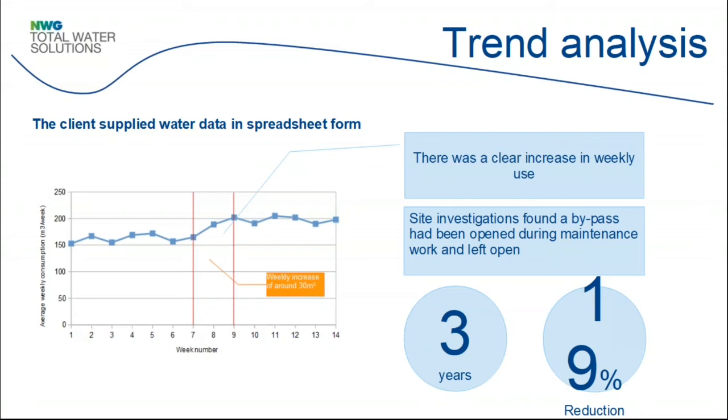Now, what you can't see from the graph is that that bypass had actually been open for 3 years. So the week 7 and week 9 jump actually happened about 3 years before the desktop audit took place. So this bypass had been open for 3 years and nobody had noticed. And when it was pointed out and when they investigated it, they simply had to go and close the bypass. So the saving on that was completely instantaneous.